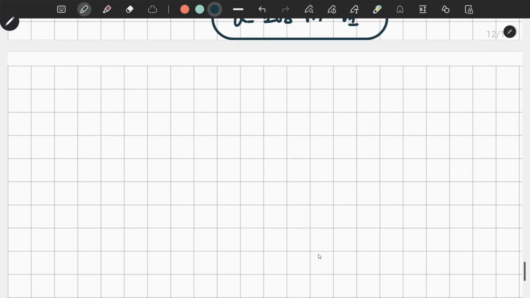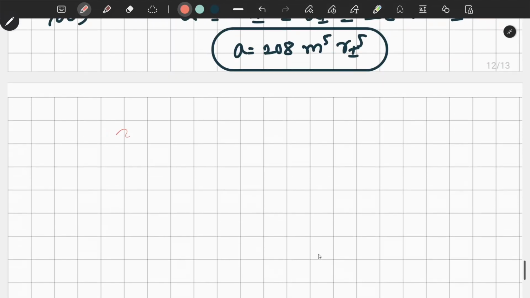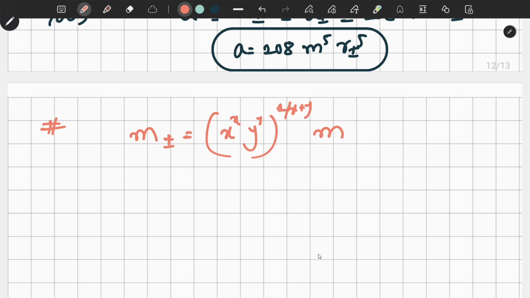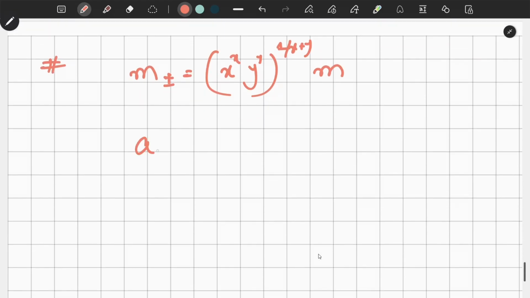Okay. So in general, what you can write, we have already derived up to this. The m plus minus is x to the power x, y to the power y, whole to the power 1 by (x plus y), times m. Now we always have to calculate first a plus minus. A plus minus is m plus minus times gamma plus minus. So it will be, you know, kappa times m. This is the kappa. Clear?